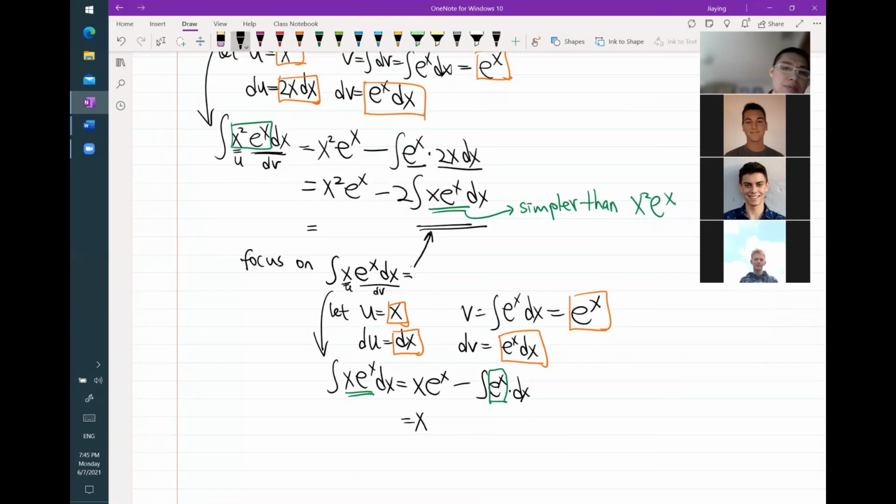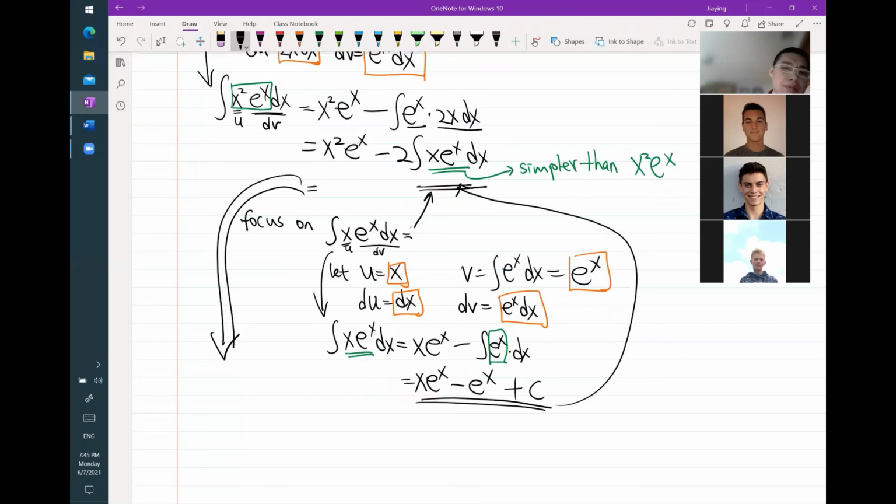So that's x e to the x minus e to the x. And obviously there's a constant c you can add to it. So that's the antiderivative of integrating x e to the x dx. So if we have that, we can bring it back into this part because we haven't figured it out yet. So that's what we need to replace.